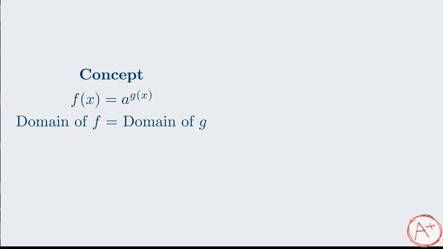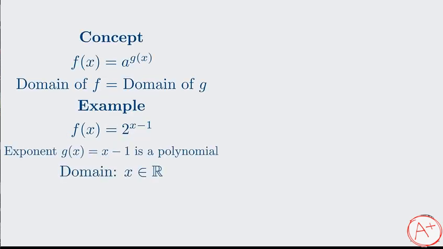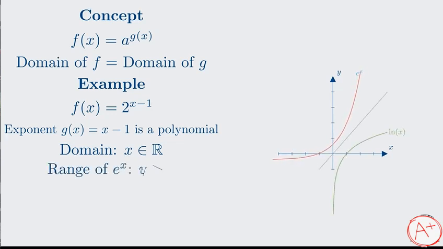Exponential functions, such as e to the power of x, are generally very well behaved. The exponential function itself is defined for all real numbers. Therefore, the domain of an exponential function is simply the domain of its exponent. Look at f of x equals 2 to the power of x minus 1. Since the exponent x minus 1 is a polynomial, it is defined for all real values. Remember, the exponential function is the inverse of the natural log, while the domain of e to the x is all real numbers. Notice that its range is restricted to values greater than 0.